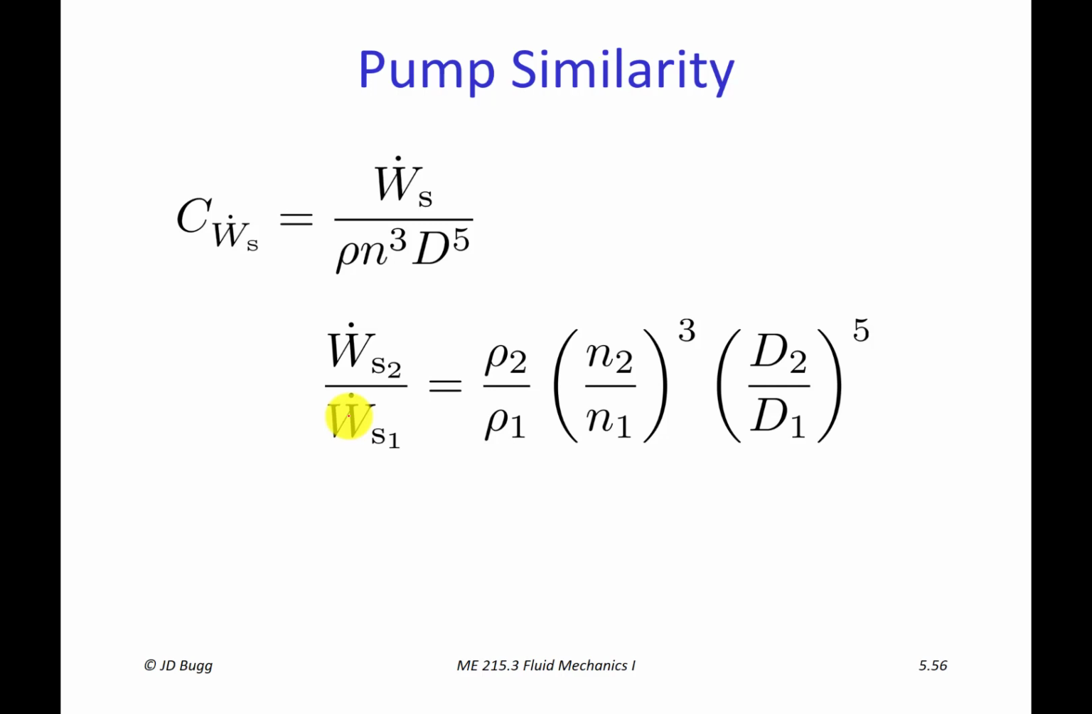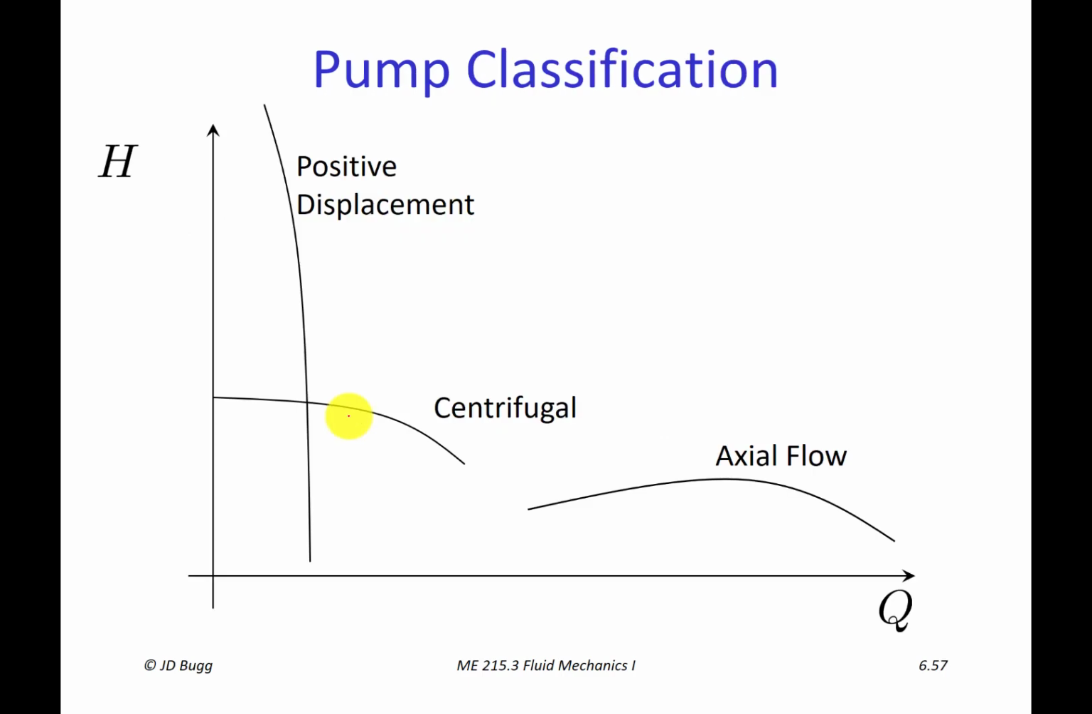So those are the pump similarity laws, and we'll be taking a look at those in an example or two later on. So I want to return to this idea of pump classification. This is a slide that we saw earlier when we were introducing this section, and it just shows the regions on the head versus flow rate space where different types of pumps are typically used. So we have positive displacement pumps here if we want to generate very high head at low flow rates. We have centrifugal pumps if we're looking at moderate heads and moderate flow rates, and then axial flow pumps if we're looking at higher flow rates but low heads.